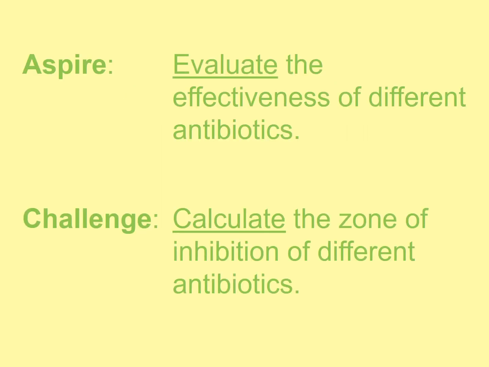We have completed the challenge, which is calculating the zone of inhibition. That's using the area of a circle. So that's how you calculate that area around where there is nothing growing. And we have evaluated the effectiveness of different antibiotics by looking at those slides, those bits where which antibiotic has killed the most areas. That was the exam question.